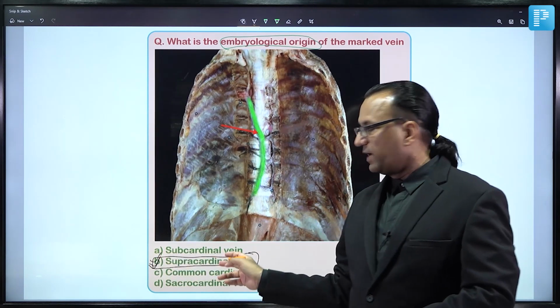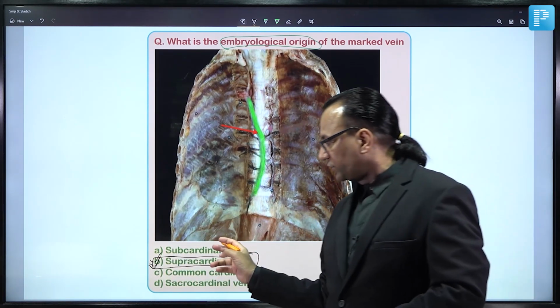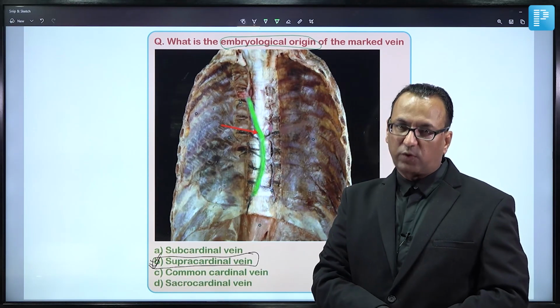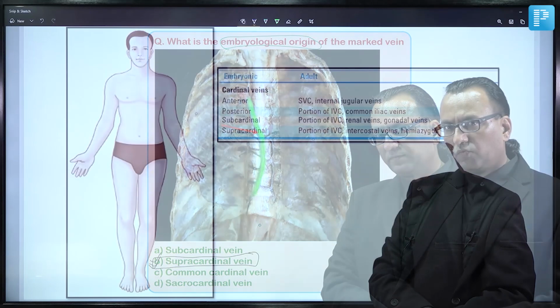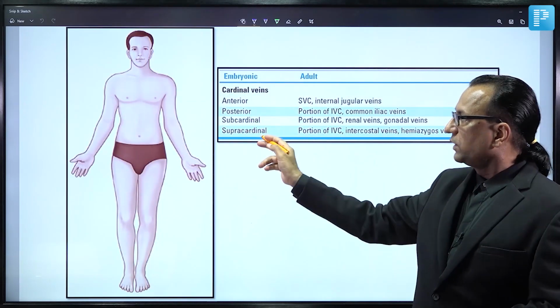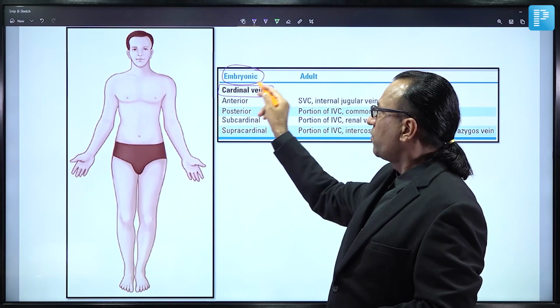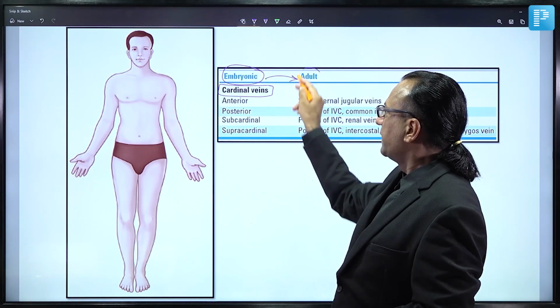And what else will it be contributing towards? What about the subcardinal, common cardinal, or sacrocardinal veins? Let us look at them in some more detail. We actually have several names for the cardinal veins, which are the embryonic veins, and then we want to know what are their adult derivatives.